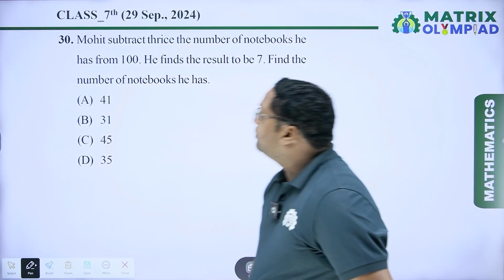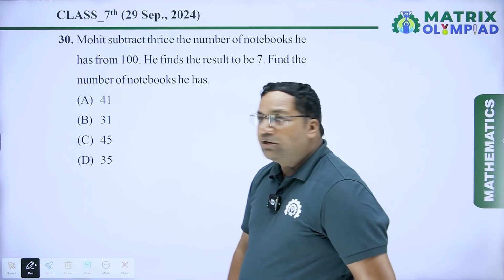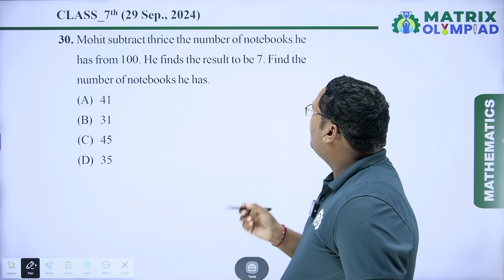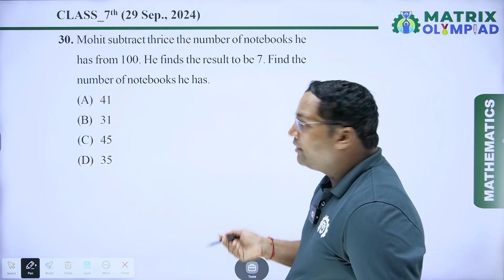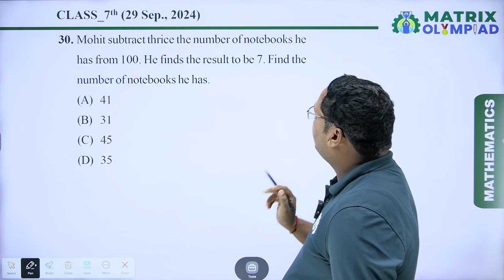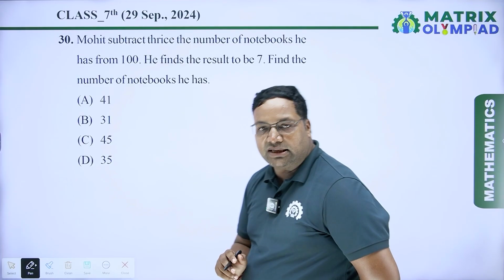Question number 30. Mohit subtracts thrice the number of notebooks he has from 100. He finds the result to be 7. Find the number of notebooks he has.